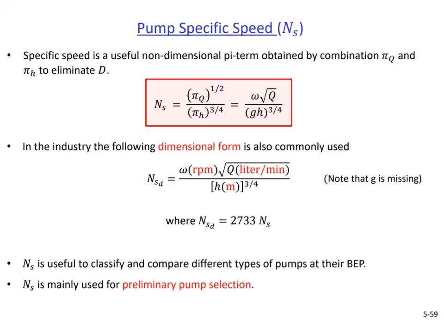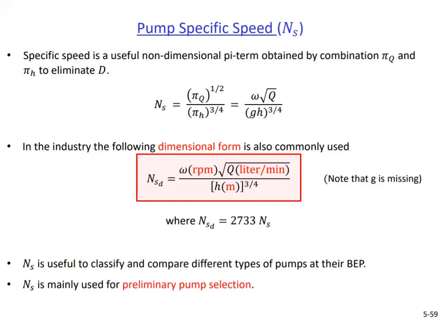What we get at the end is a non-dimensional expression that has rotational speed, flow rate, and head parameters in it. In the industry, people commonly use specific speed in a number of different dimensional forms, such as the one shown here. In this one, gravitational acceleration is missing. Speed is in RPM, flow rate is in liters per minute, and head is in meters.